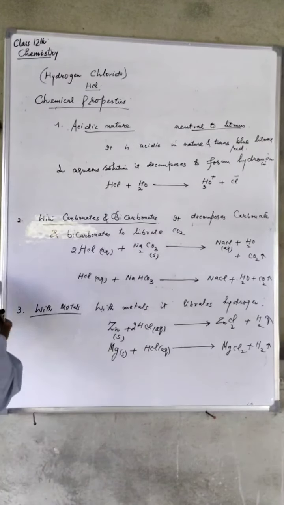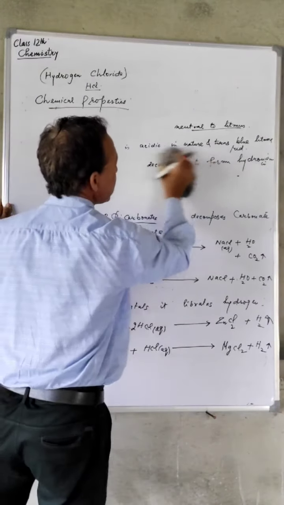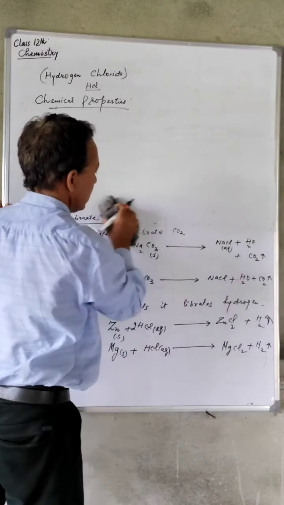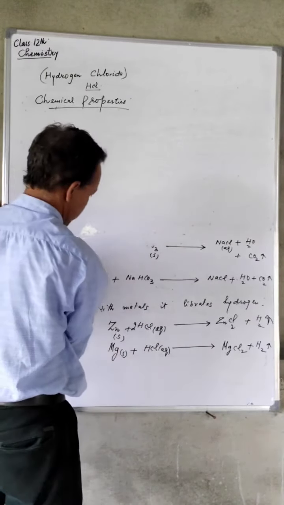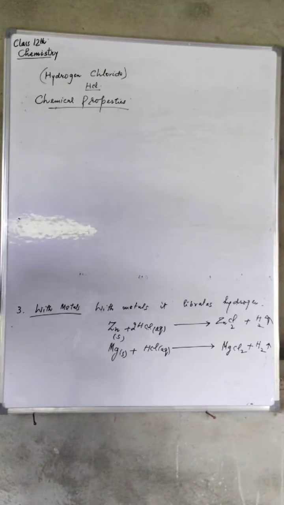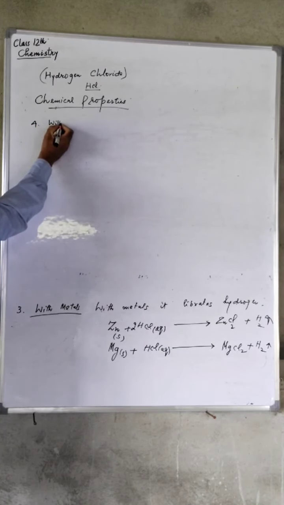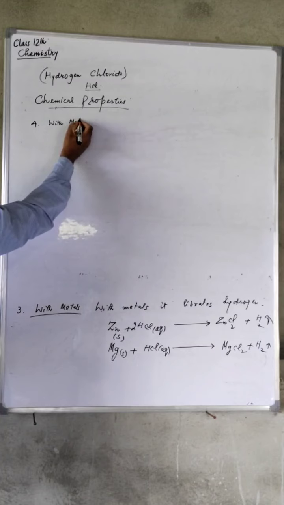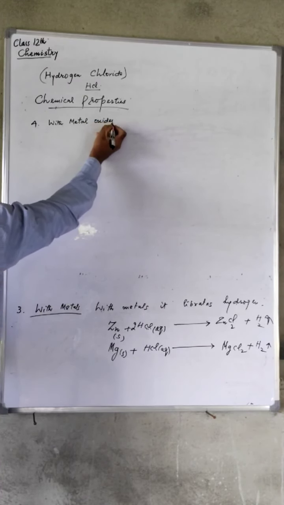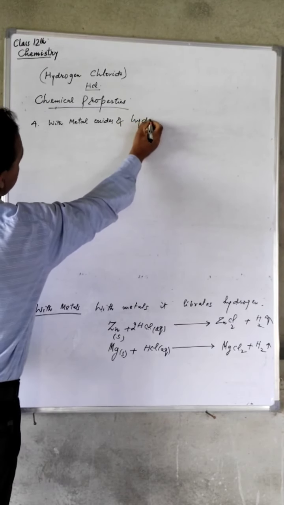Now, next property, number 4, is with metal oxides and hydroxides.